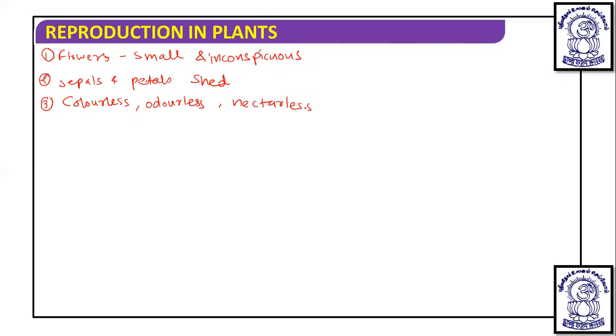Then in this, male flowers are more abundant. Then if it is a bisexual flower, then also stamens are more numerous. If it is a unisexual flower, then what? Male flowers are more abundant. Then both stigma and anthers are exserted.